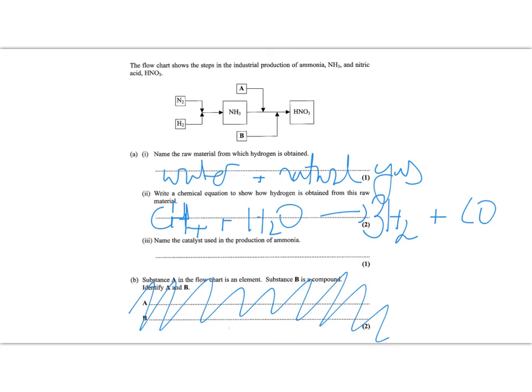And again, the next question is a knowledge recall question. Name the catalyst used in the production of ammonia. Again, please use the word rather than the symbol because it is iron. And obviously, well, not because it is iron, but because in the question it says name it. So don't put the symbol in.